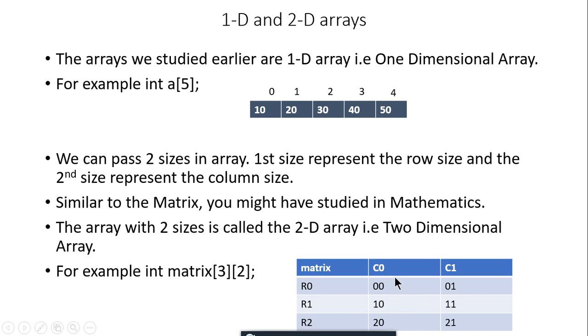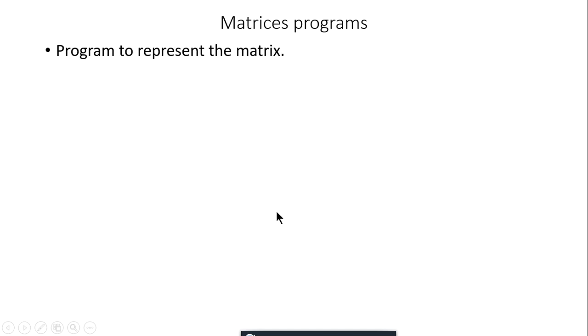So this is row 0 and column 0, so 0 0, and this is row 0 and column 1, so 0 1, and so on. 1 0 is first row, 0th column; 1 1 is first row, first column; and so on. This is the way you can perform programs related to matrices in the C language or any other language like C++. So let's write some programs related to matrices.